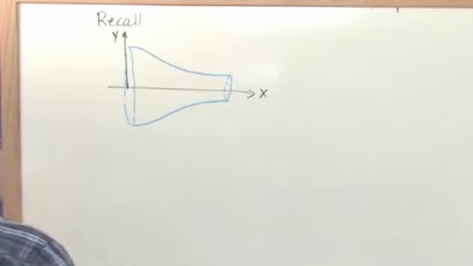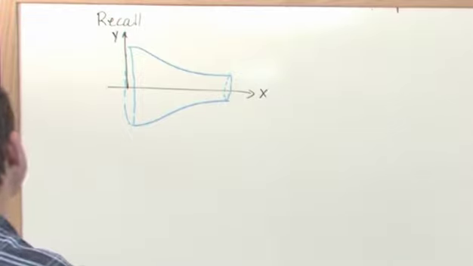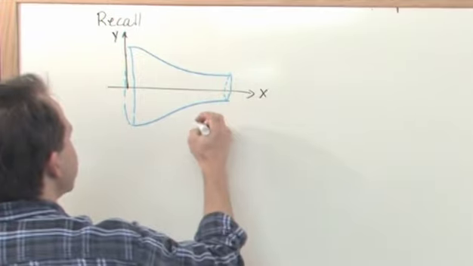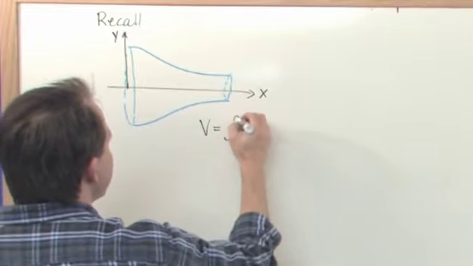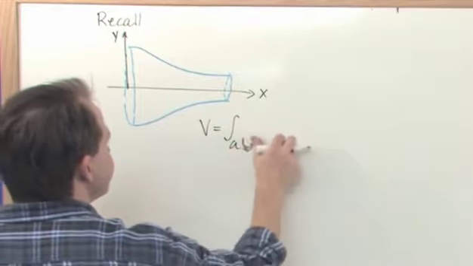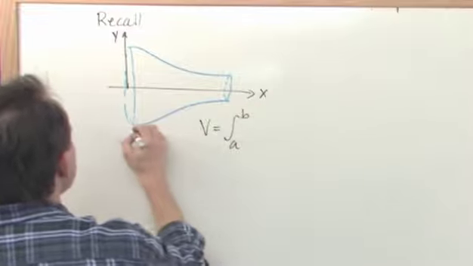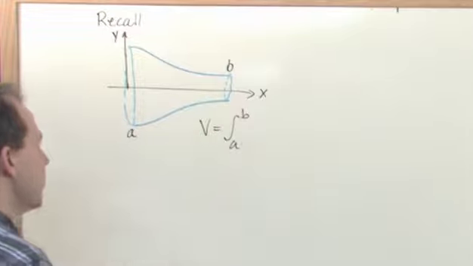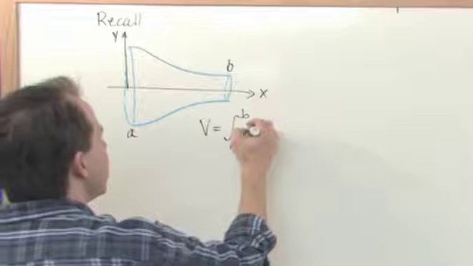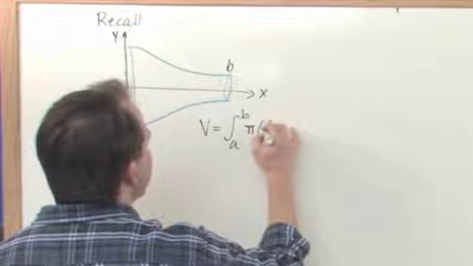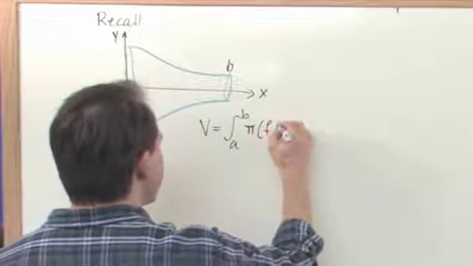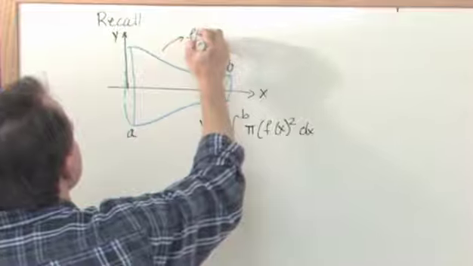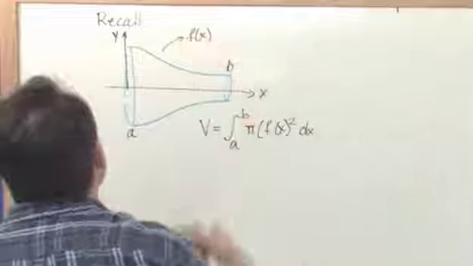All right, and before we were interested in finding the volume of this thing. We actually wrote a formula for the volume, which was the integral from a to b, where this point was point A along the x-axis, and this point was point B along the x-axis, and it was the integral of pi times f of x squared dx, where this function here was f of x, and we took f of x and we rotated it around the x-axis.